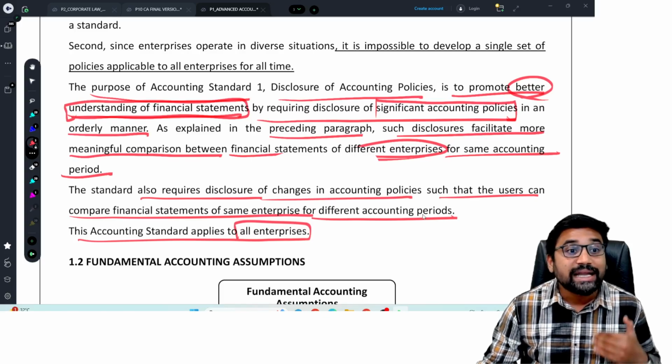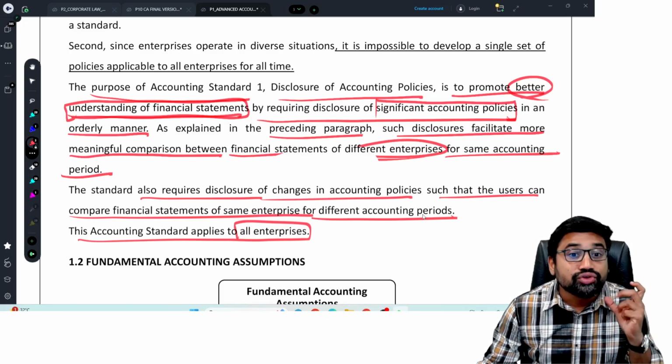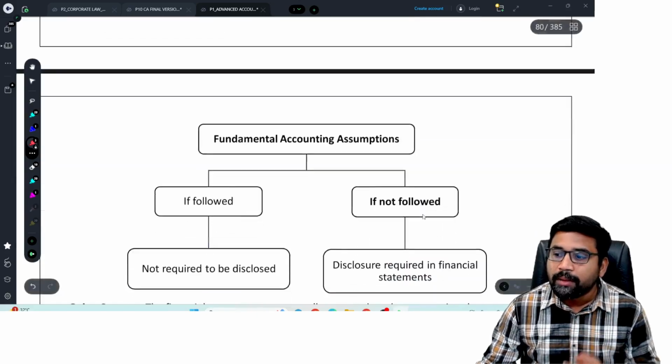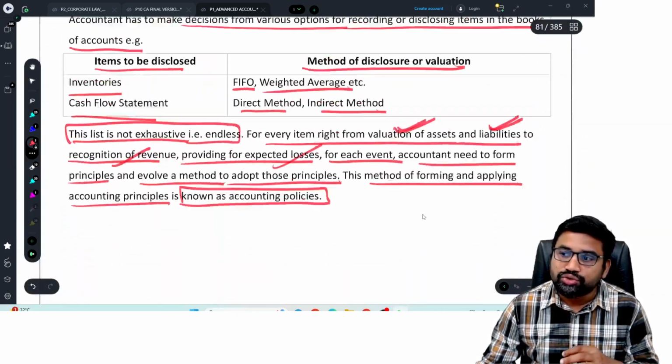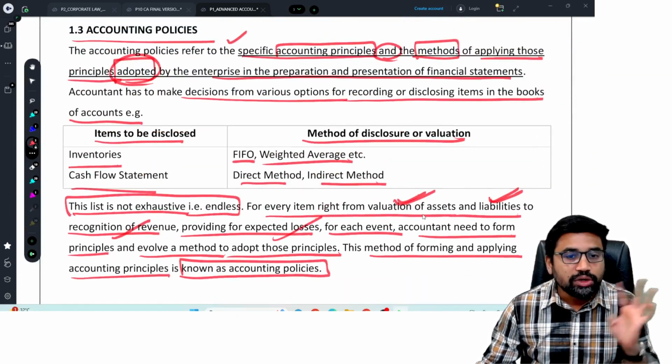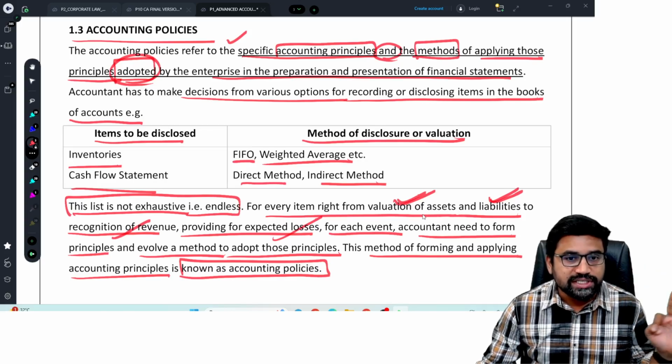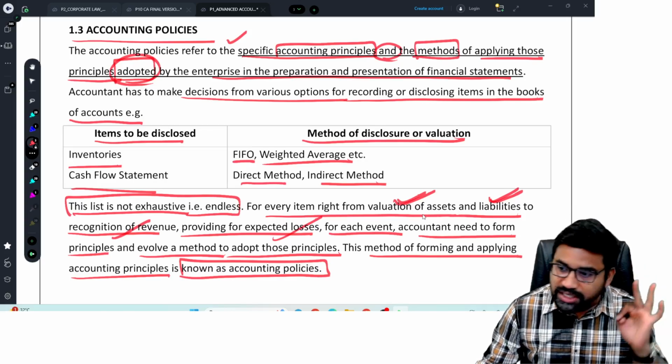What is it? Better understanding of financial statements. You should disclose all significant accounting policies. So we understood what is accounting policy. Then I told you about the main objective of accounting policies. AS1 main objective is to disclose all accounting policies you are following in the preparation of financial statements.